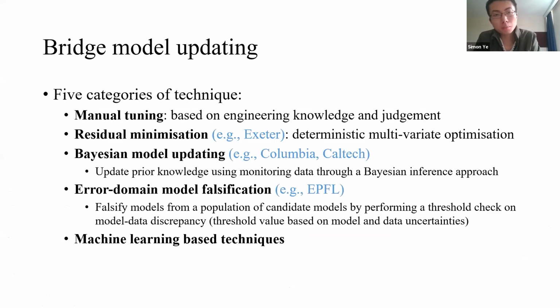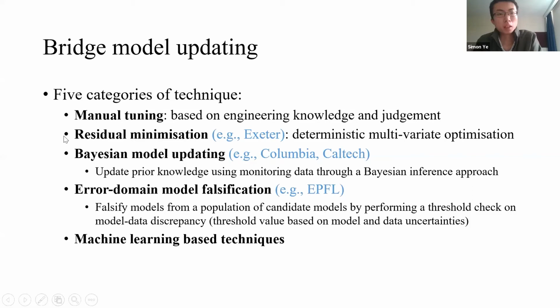And in terms of the updating technique, how exactly are you going to do that in the process? Starting from manual tuning, it's basically a manual process. You look at the data, you look at your model predictions, and you interpret what's behind that discrepancy. This is mostly based on engineering knowledge and judgment, and sometimes there's an iteration of trial and error until you get a satisfactory result.